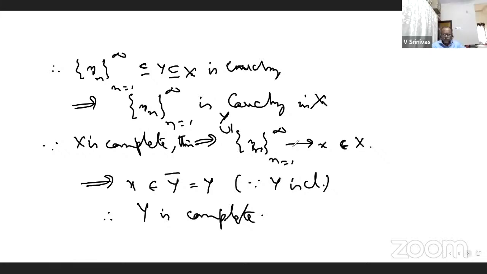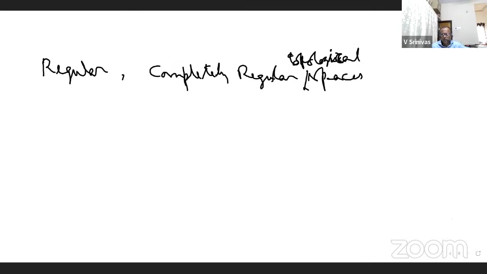Now the next question. I have gone to the 8th page. In the next question, we are asked about regular and completely regular topological spaces. So these come under the topic called separation.